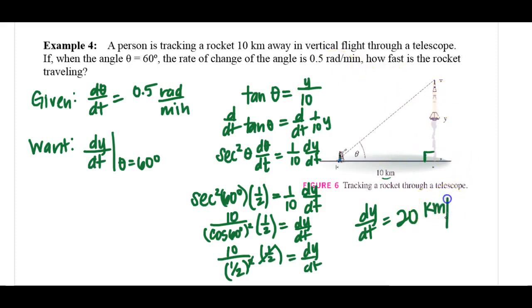kilometers per minute. If I think about how fast the rocket's traveling, my units of distance were in kilometers, so I wouldn't want my answer to be in radians. Radians is a measurement of an angle, not of a distance. So my units are going to have to be kilometers per minute. So dy dt, the rate of change of the rocket, how fast the rocket's traveling, is 20 kilometers per minute. And if we think about that in a real world scenario, that makes sense. The rocket should be traveling pretty fast. So 20 kilometers per minute is pretty fast.